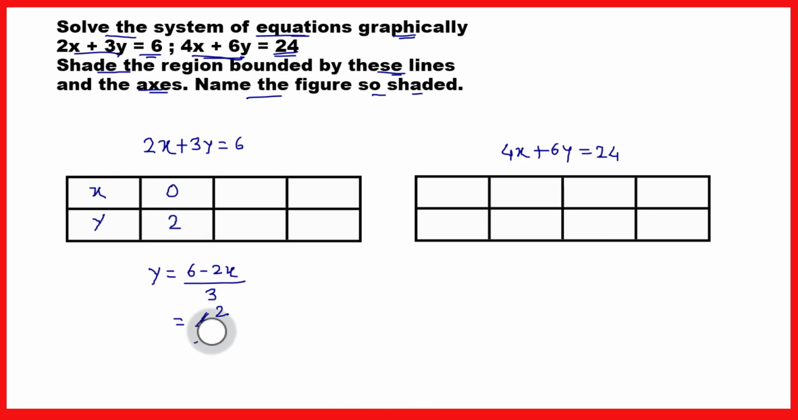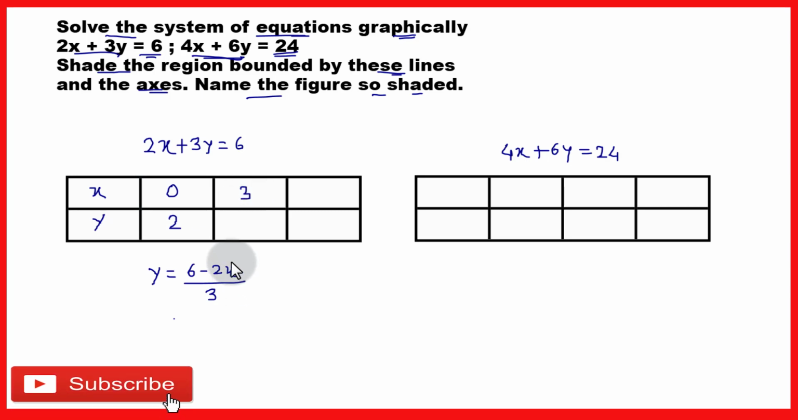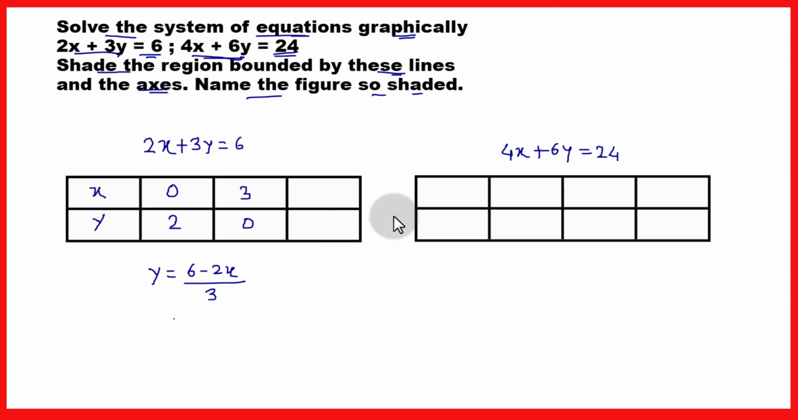Now here we will take another value of x, and if I take that as 3, then 3 twos are 6, and 6 minus 6 will be 0, 0 upon 3 will be 0, and so the y coordinate will be 0. You can take the third value also, and it is always better to take more than 2, but I know that these values are correct, so I am taking only 2 coordinates.